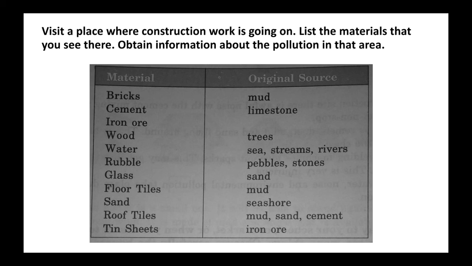Moving on to the next one, this is given on page number 54 of your textbook. Try this. Visit a place where construction work is going on. List the materials that you see there. Obtain information about the pollution in that area. So now the list is given and you have to write the original source from where it belongs to. So the answers are given. You have to write down in this form.